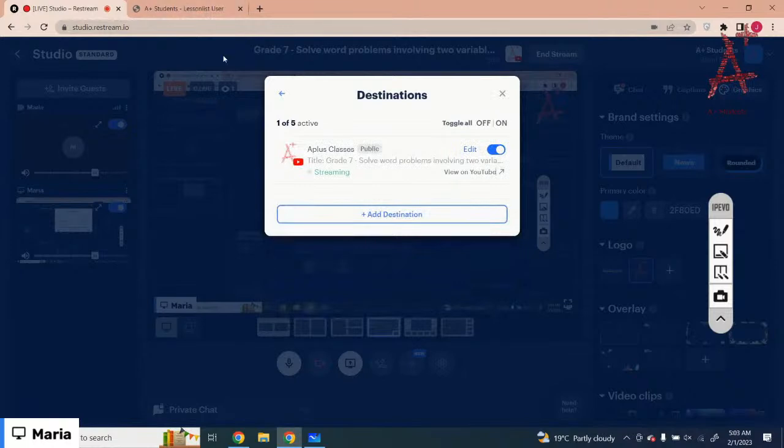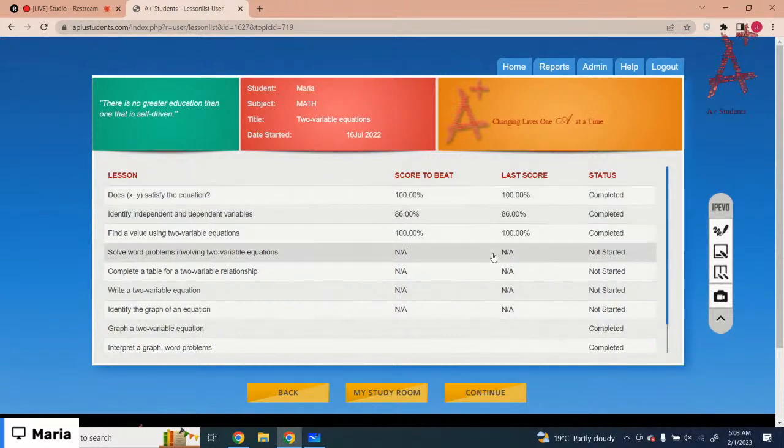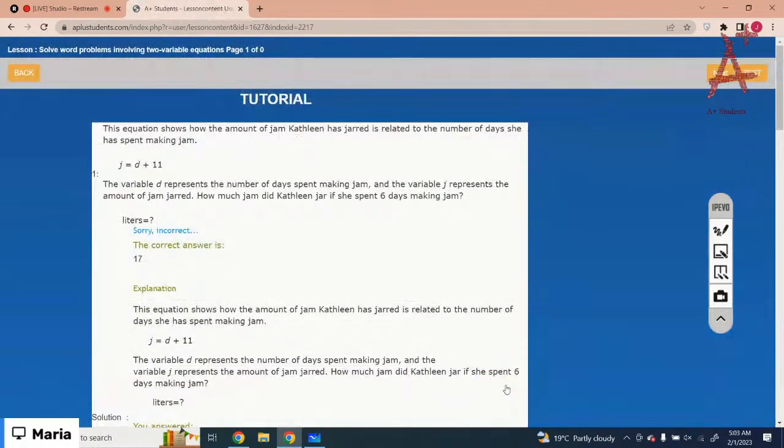Okay, so here I'm on grade 7 maths. The chapter name is two variable equations, and the lesson I'm going to start with is solve word problems involving two variable equations. There is the lesson we're going to start. Let's just start with the lesson. Okay, let's start with the first example.